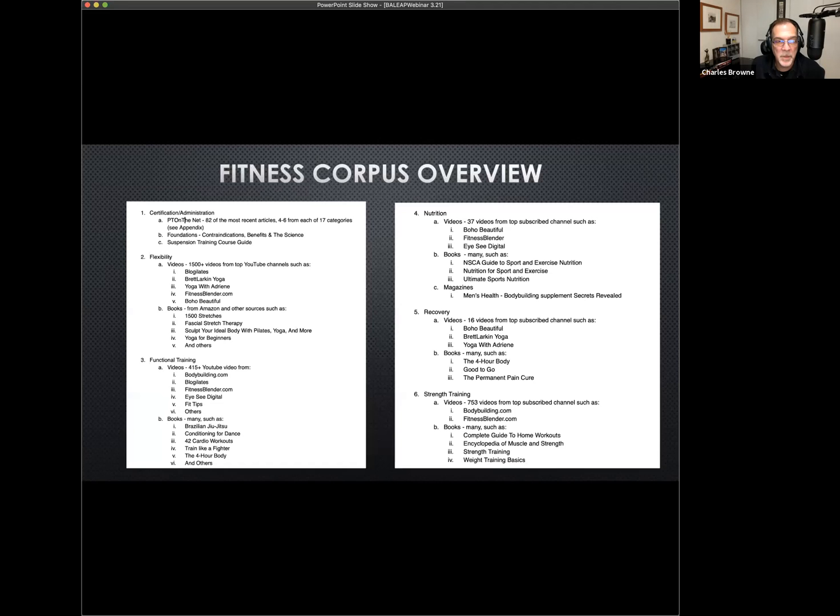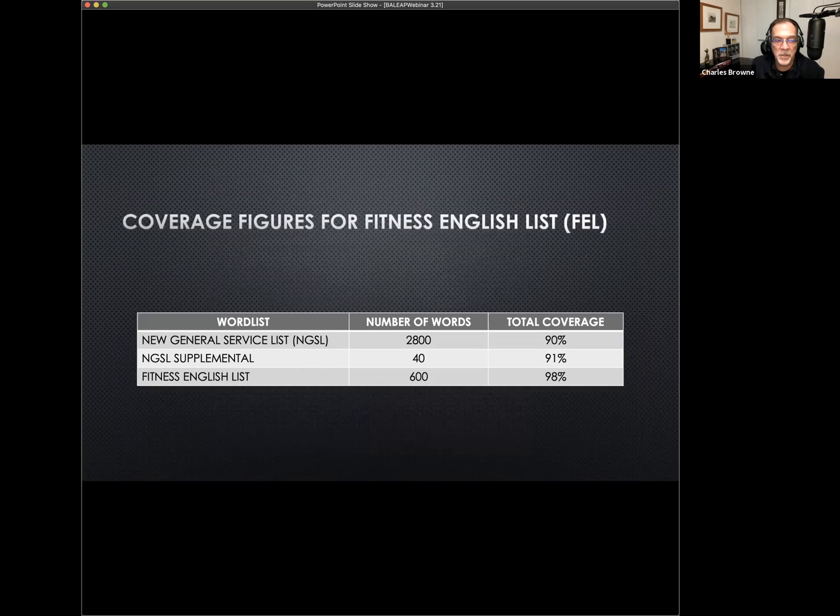These are some of the subcategories that they wanted in the list, and it has a lot of fitness videos as well. So it's very, very current, very, very relevant. And what we're seeing is about 98% coverage with only 600 additional words. So, again, very low number, less than 4,000 words, but very, very high coverage.